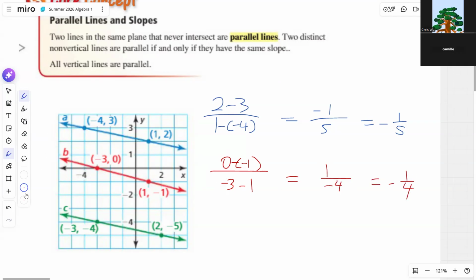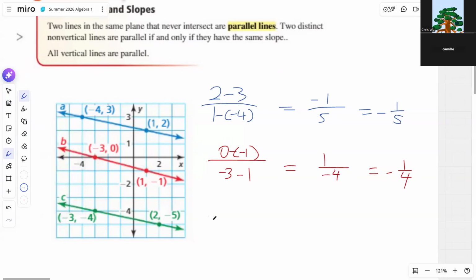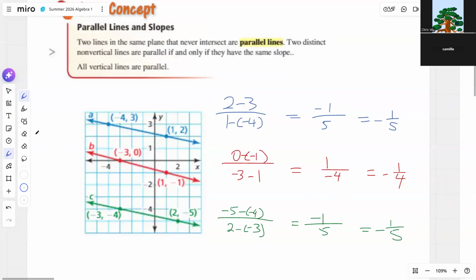Okay, good. Camille, can you help me with the last one? How do I calculate the slope for that one? So it's negative 5 minus negative 4, so it's going to be adding 4, over 2 minus negative 3. So it's going to be negative 1 over 5. Good job. So it's going to be negative 1/5. Okay, good. So among these slopes, which lines are parallel to each other?